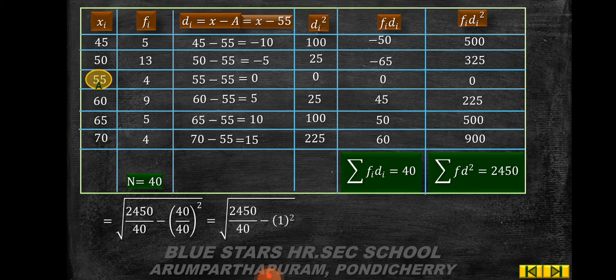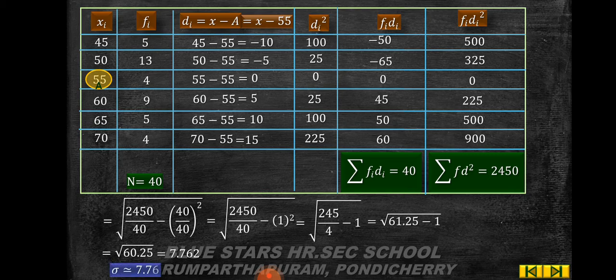which is equal to root of 2450 by 40 minus 1 square. So, 245 by 4 minus 1, which is equal to 61.25 minus 1, which is root of 60.25. So, the root of 60.25 is 7.762. So, the standard deviation sigma is equal to 7.76.